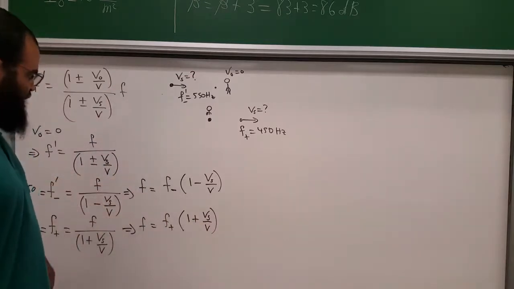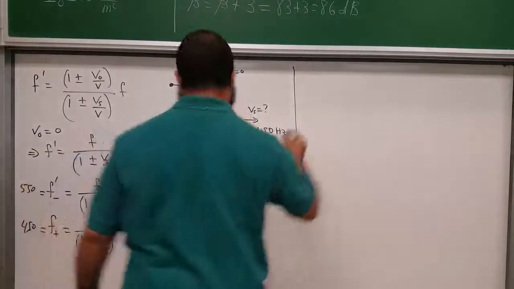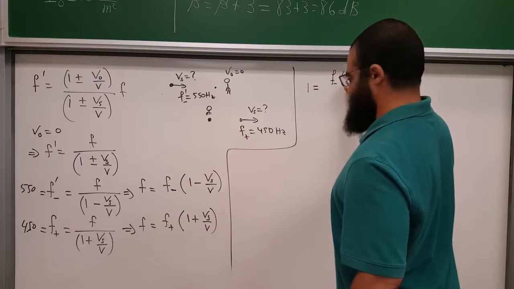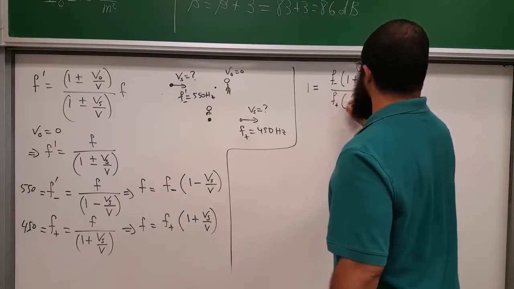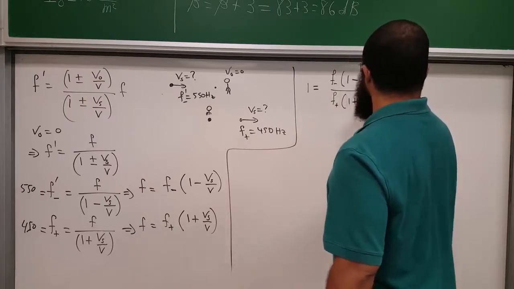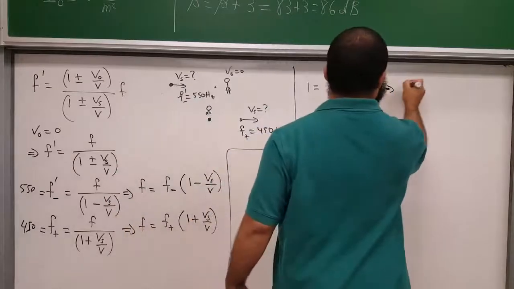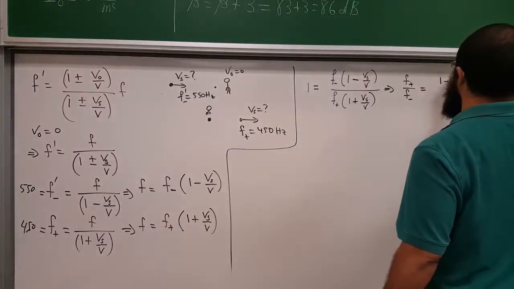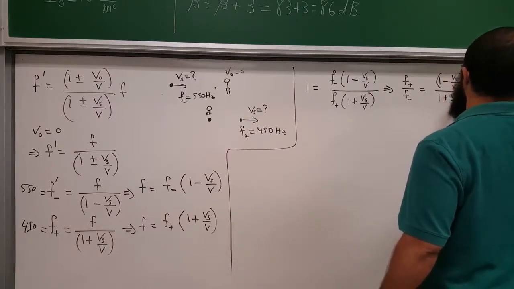If we divide the two equations over each other, we will just get this over this will equal to 1. Might be a faster way, but let me just divide them. So 1 will equal to F minus times 1 plus Vs over V over F plus times 1 minus Vs over V. So there is some algebra here. I will multiply both sides by F plus over F minus to get F plus over F minus will equal 1 minus Vs over V over 1 plus Vs over V.